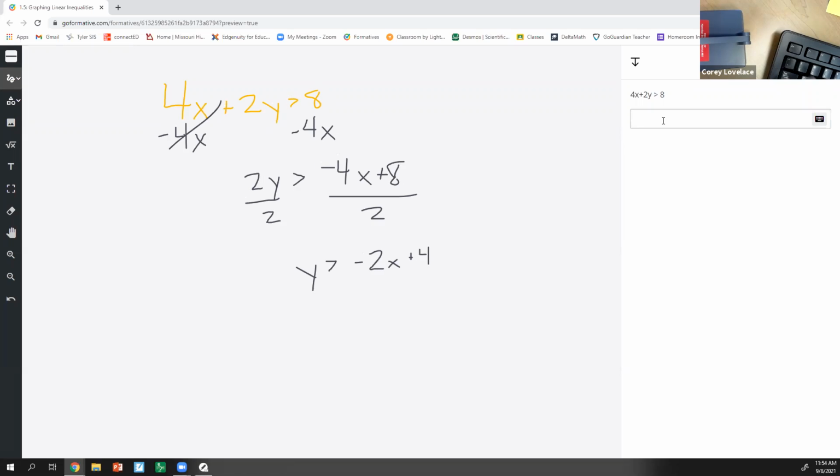And then we'll type that in. Y is greater than negative 2x plus 4. And as far as getting the symbols, if you click the keyboard, you can choose less than or equal to or greater than or equal to from there. And when you're typing just greater or less, you can just use the shift and either comma or period on your keyboard.